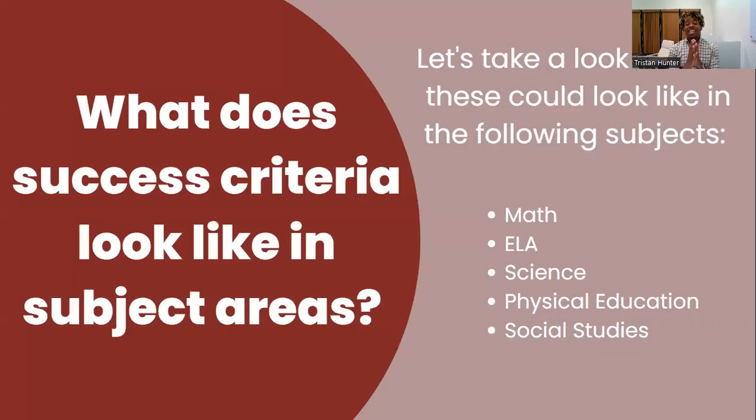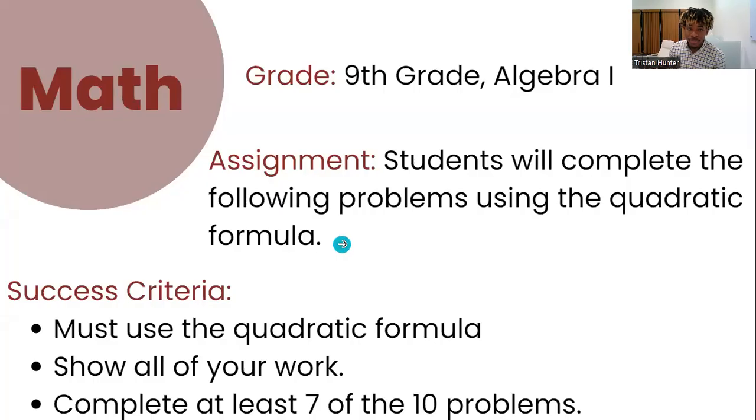All right, so now let's take a look. We've done some discussion about what this looks like in theory and why it's important, but I want to make sure that you all get some concrete examples of what this can look like, either in your subject area or subject areas that you may be supporting. So let's take a look at what these look like in a math class, an ELA class, a science class, a physical education class, and a social studies class.